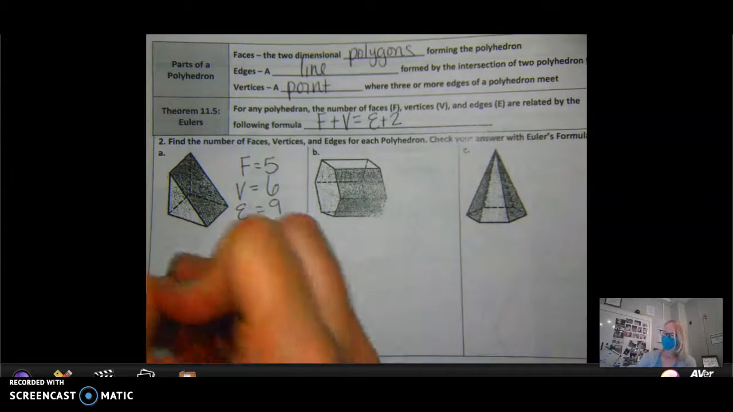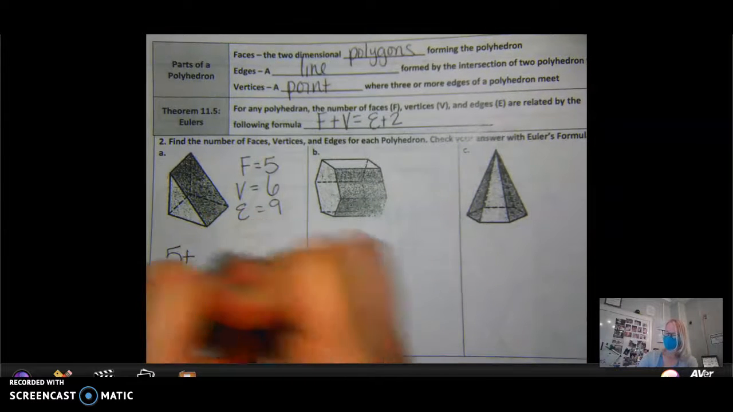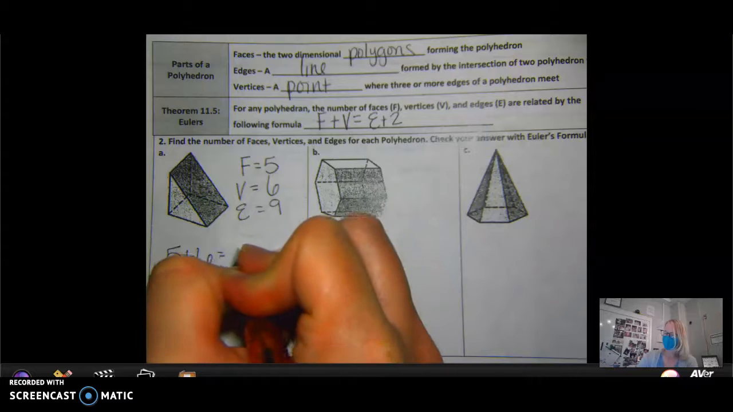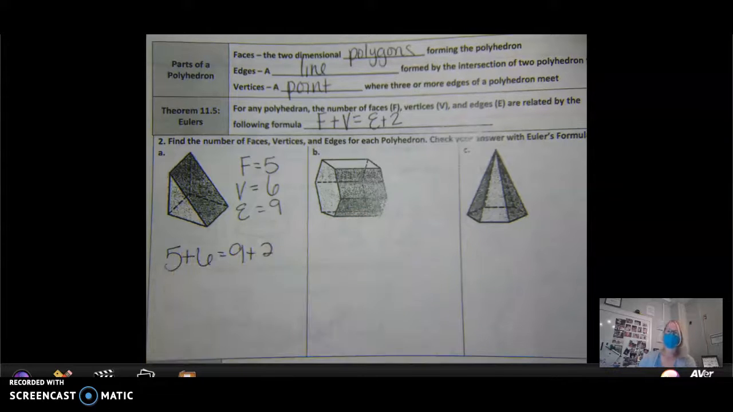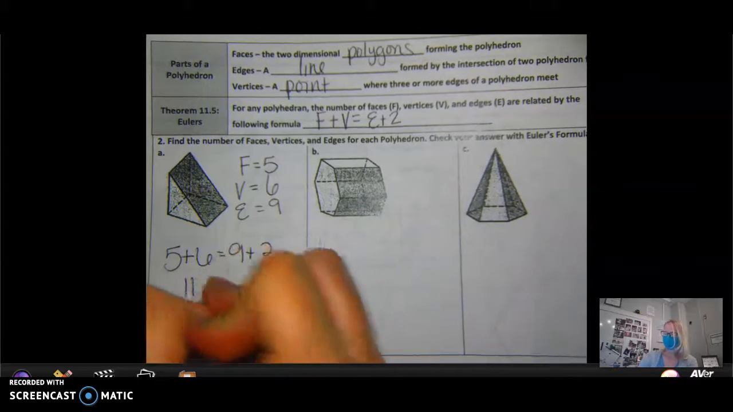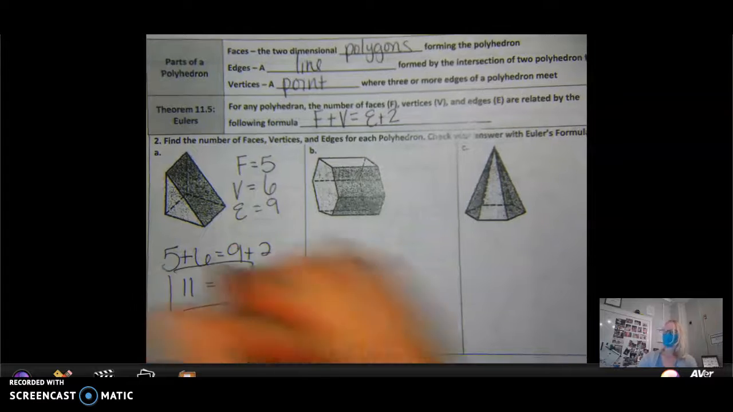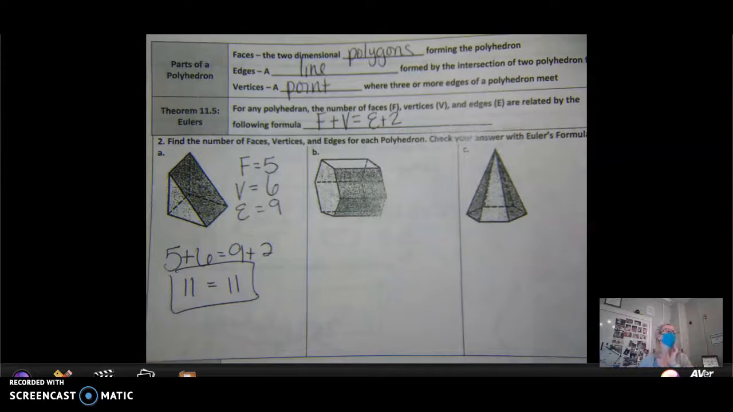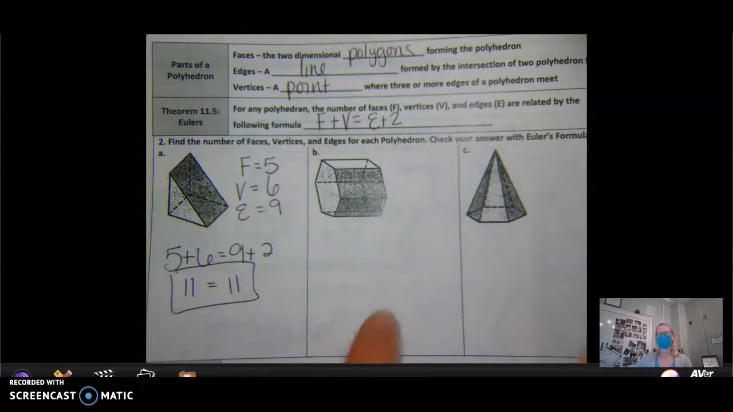Okay, so let's do this. Faces plus vertices should equal edges plus 2. What's 5 plus 6? And 9 plus 2? So a good way to check yourself on this homework is to make sure that you have gotten the right number of faces if they ask you questions like that. Go ahead and do B and C real quick.